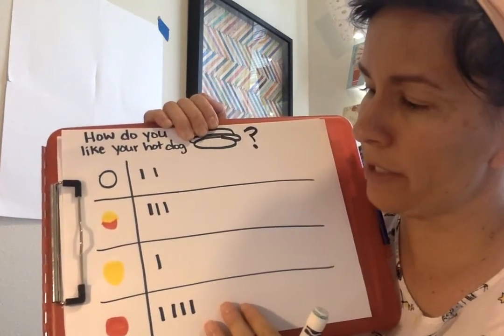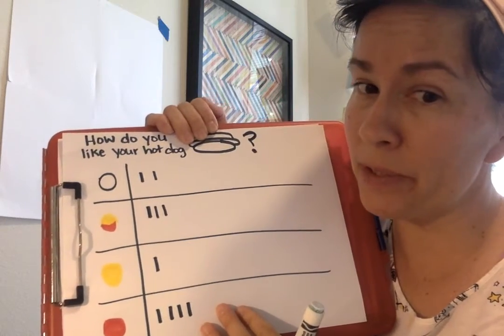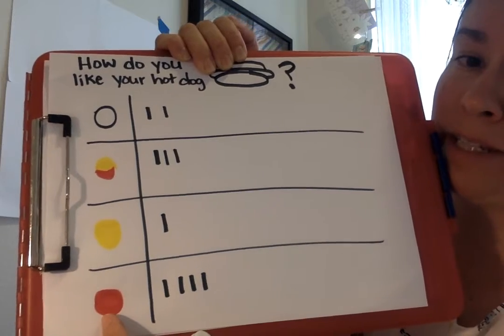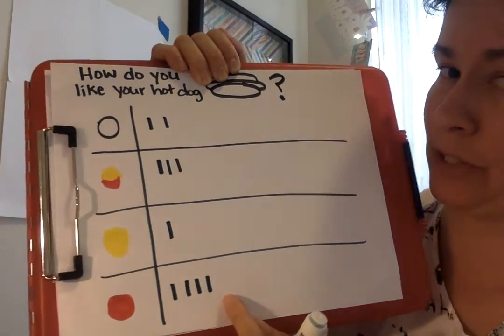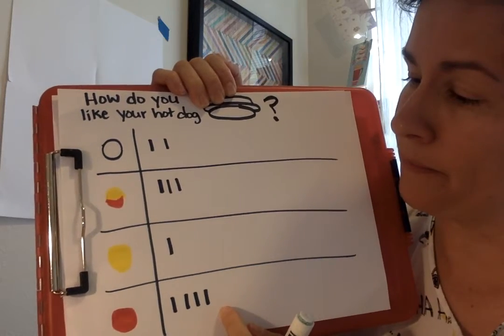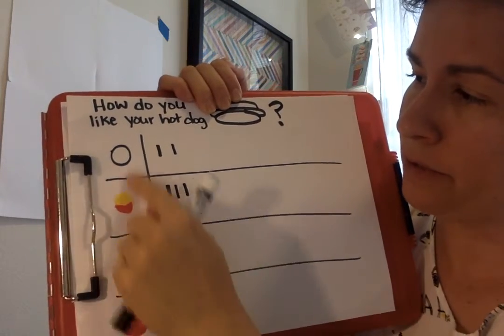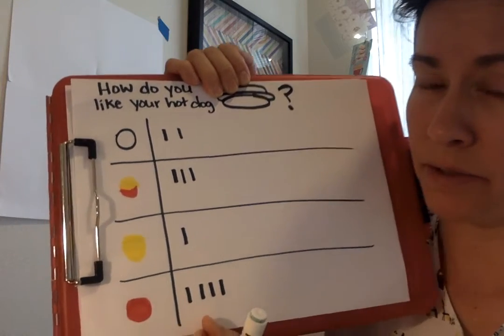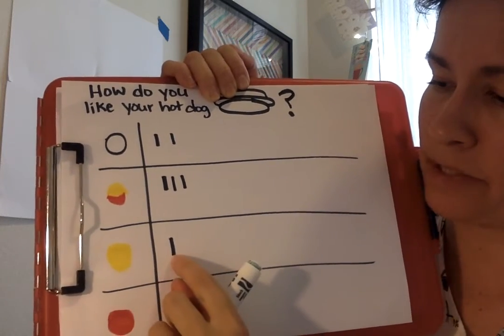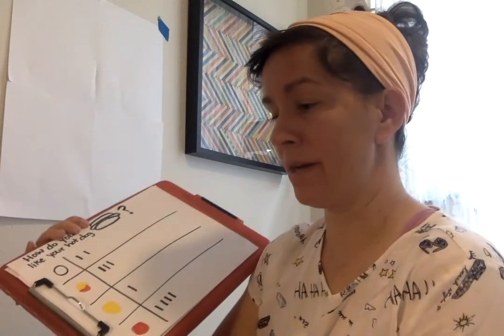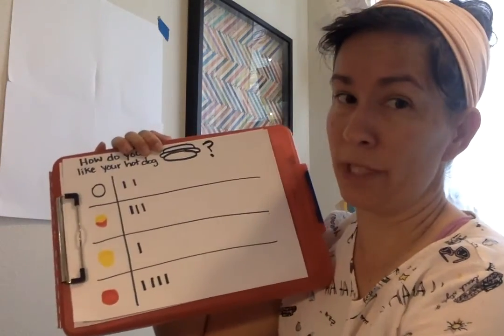So it looks like most people like what? Which one has the most? That's right, ketchup. Most people like ketchup. And then the topping that people like the least, so the lowest one, is just mustard. Some people like just mustard, but not a lot. On my chart, it's just 1.